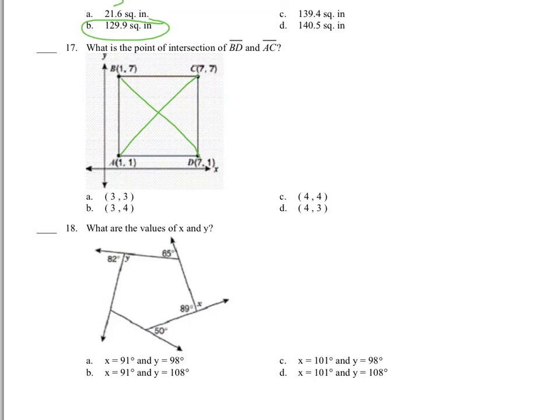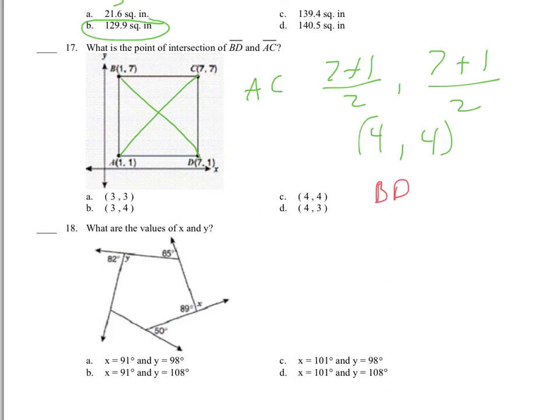So the midpoint of AC is going to be the x's added up, 7 plus 1 divided by 2. And the y-coordinate will be 7 plus 1 divided by 2, which is 8 over 2, and we get 4, 4. If we do the same thing for BD, we take 1 plus 7 divided by 2, and the y-coordinate will be 7 plus 1 divided by 2, which we get the same thing, 4, 4. That is the point of intersection.